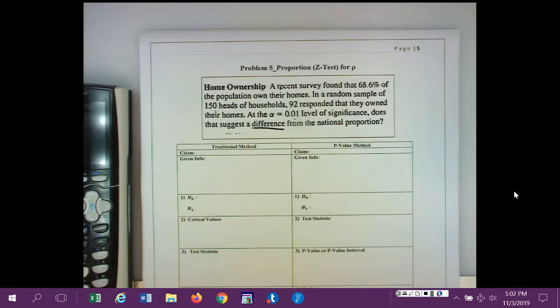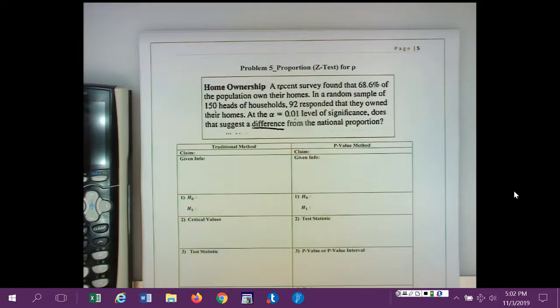Proportion testing. Problem 5 and problem 6. Proportion z-test for true population proportion rho. I'm always excited when I begin to talk about proportion intervals or proportion testing because we're back to z. And I think it's easier to work with z in many ways than it is to work with t. So whenever you have a proportion test, it is also a z-test, so z-table.